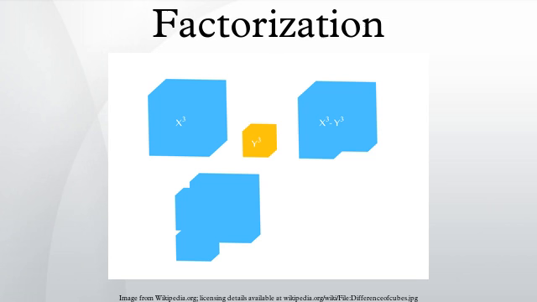In mathematics, factorization or factoring is the decomposition of an object into a product of other objects, or factors, which when multiplied together give the original. For example, the number 15 factors into primes as 3 × 5, and the polynomial x² − 4 factors as (x − 2)(x + 2). In all cases, a product of simpler objects is obtained.